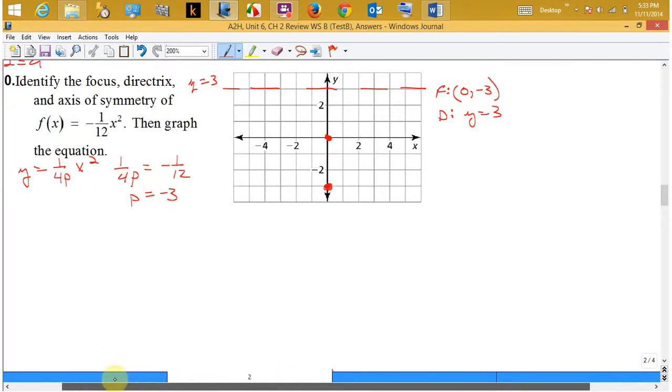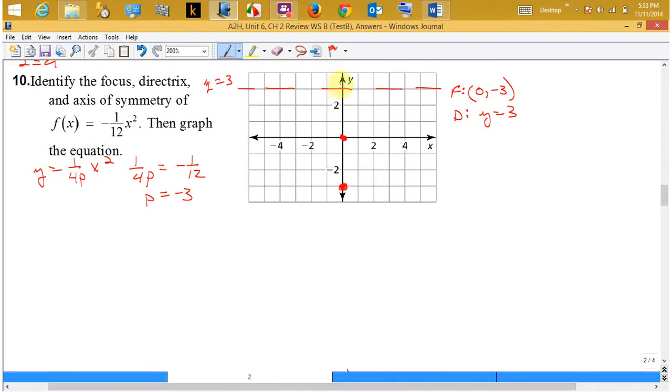The axis of symmetry, well, we can see that it's going to be opening downward, so the axis of symmetry is the line x equal to 0. And let's go ahead and graph it now.